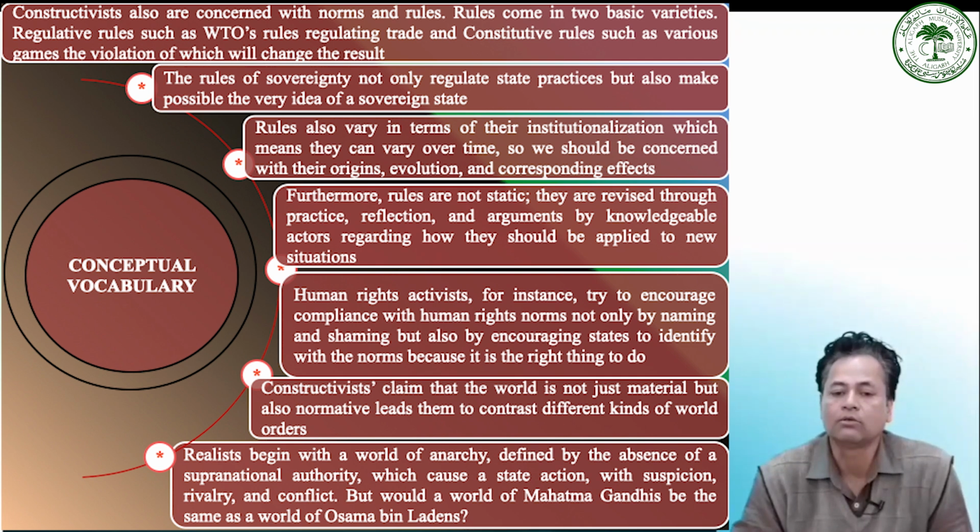But would a world of Mahatma Gandhi be the same as the world of Osama bin Laden? That is the question posed by the constructivists, because there may be different kinds of world models. The Gandhian model may be different from Mao's model of the world, or Osama bin Laden's model may be different from all others. So there is not a single model. If you just focus on the role of international structure, you are talking of just one model, the model based on anarchy.